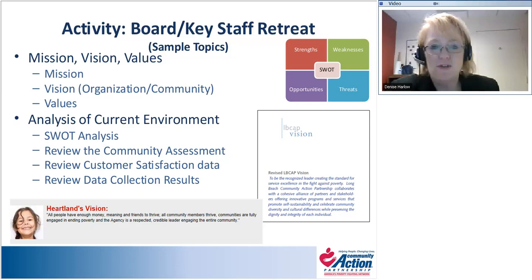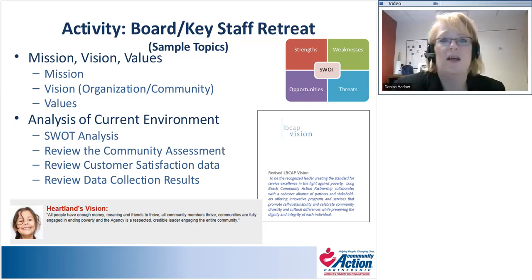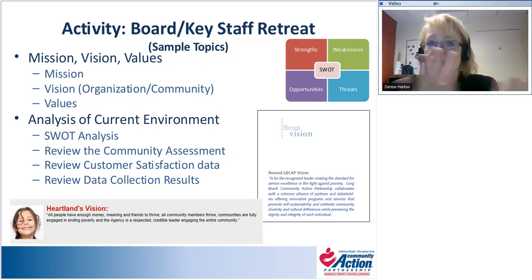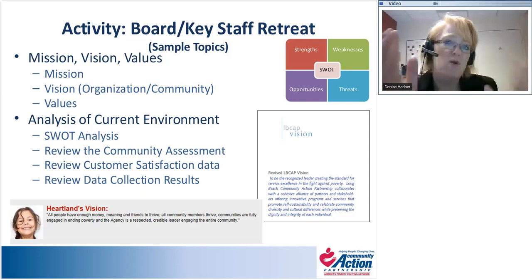Look at Heartland's vision statement. All people have enough money, meaning, friends, and to thrive. All community members thrive. Communities are fully engaged in ending poverty. A much more community-addressed vision. So again, 2 different takes. I've seen many organizations do the agency vision, and I've seen other organizations do the community vision. No one right way to do it.